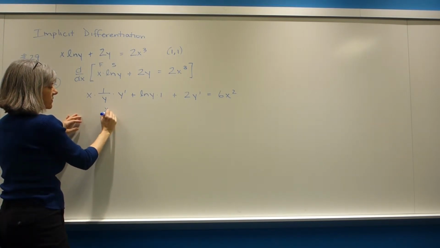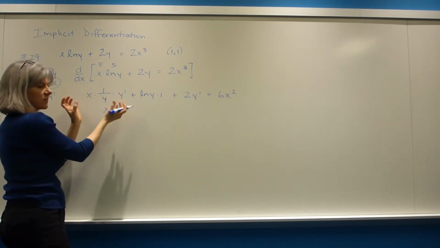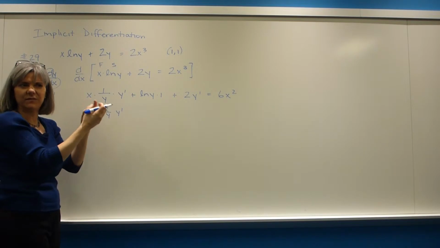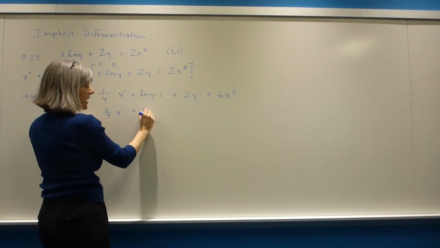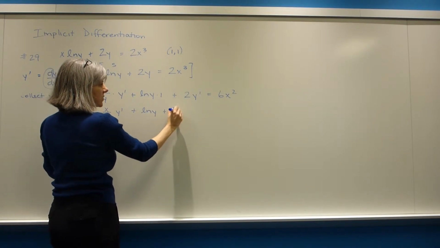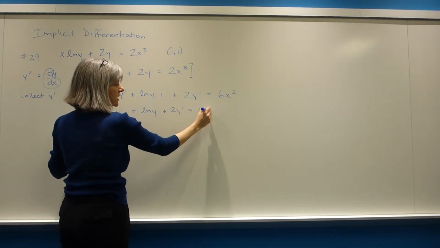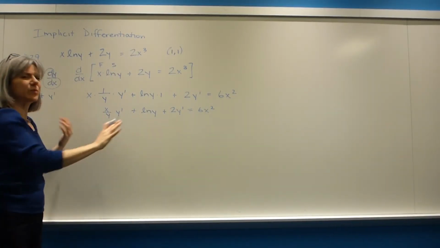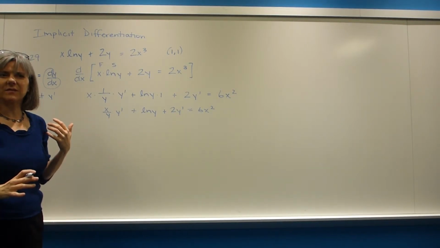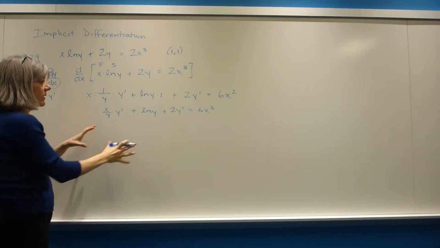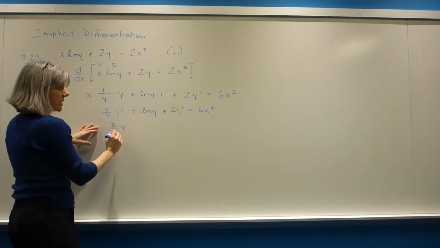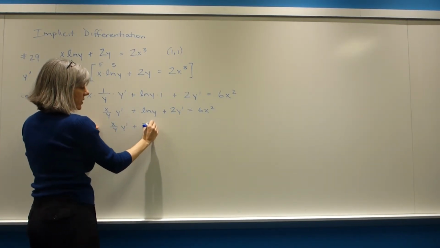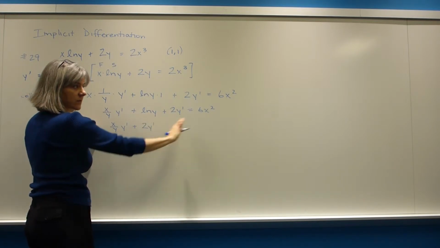So we can write x over y, y prime. That's a little cleaner, and it's less to then feel like you have to manipulate. So I encourage you to do this step: ln y plus 2y prime equals 6x squared. It's just a little bit cleaner, and I find that it feels like there are not so many pieces. So everything with y prime stays here: x over y, y prime plus 2y prime. This does not, so it goes on the other side.